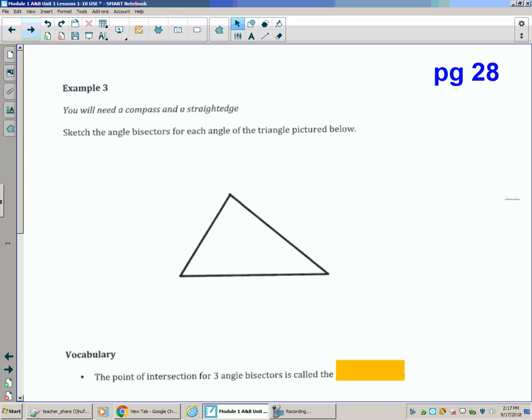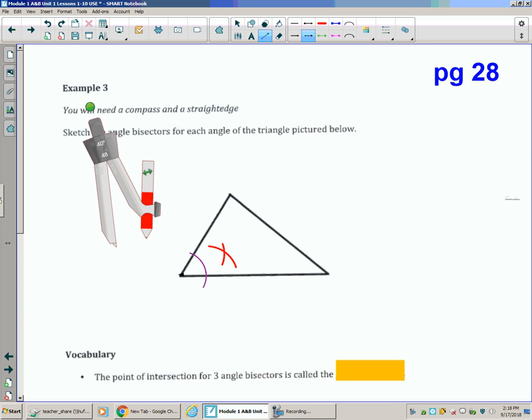On the next page, we're getting into the second point of concurrency that comes from angle bisectors. So I'm going to take my compass, and I'm going to do the construction for an angle bisector where I make any mark I want that goes across both legs of the triangle. I'm going to move my compass to one of those two intersection points and make a little mark through the center of the angle. Same thing from the second intersection point.